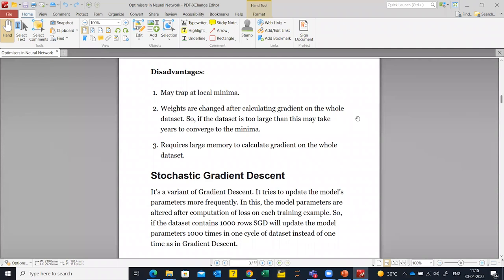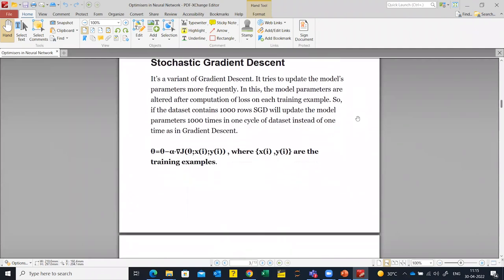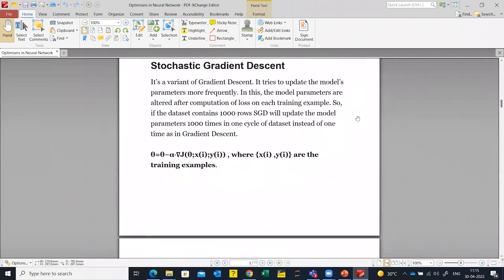Now, to overcome this, we have something called the stochastic gradient descent. It's a variant of gradient descent where it tries to update the model's parameters more frequently. In this, the model parameters are altered after computation of loss on each training example. So if the data set contains 1,000 rows, stochastic gradient descent will update the model parameters 1,000 times in one cycle of the data set, instead of one time in gradient descent.